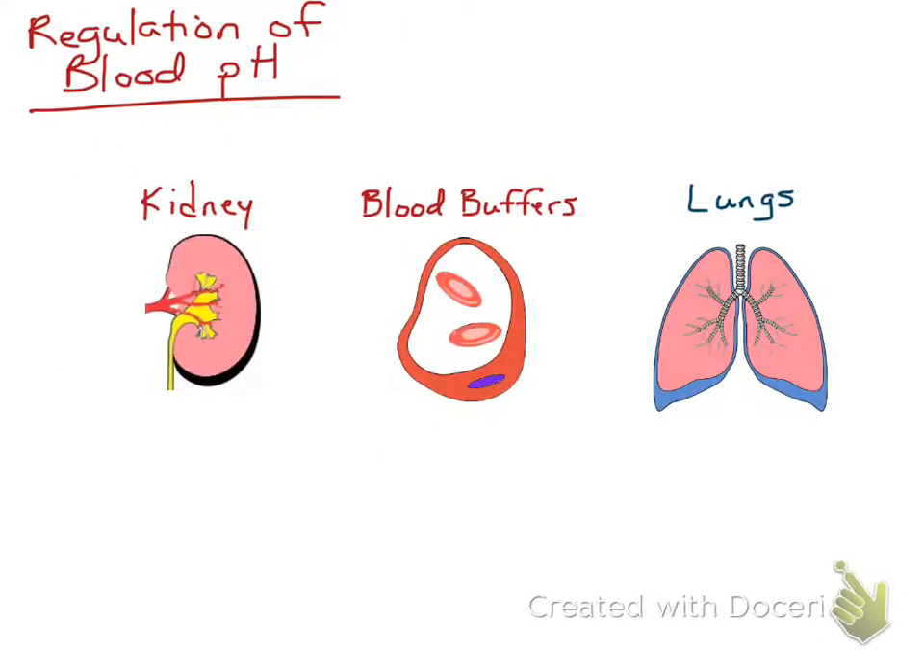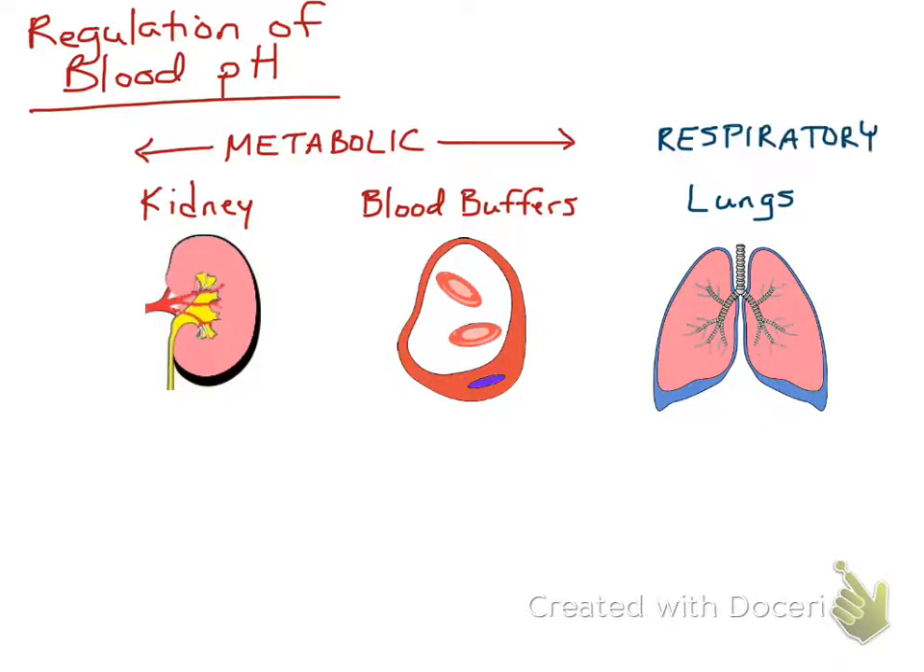So now I'll go over the three main regulators of the blood pH. These are the three main processes that help maintain blood pH within a livable range. And there's two broad categories. First, there's the metabolic component. The kidneys and the blood buffers are considered metabolic regulators of the blood pH. And then the lungs are considered the respiratory regulators of blood pH.